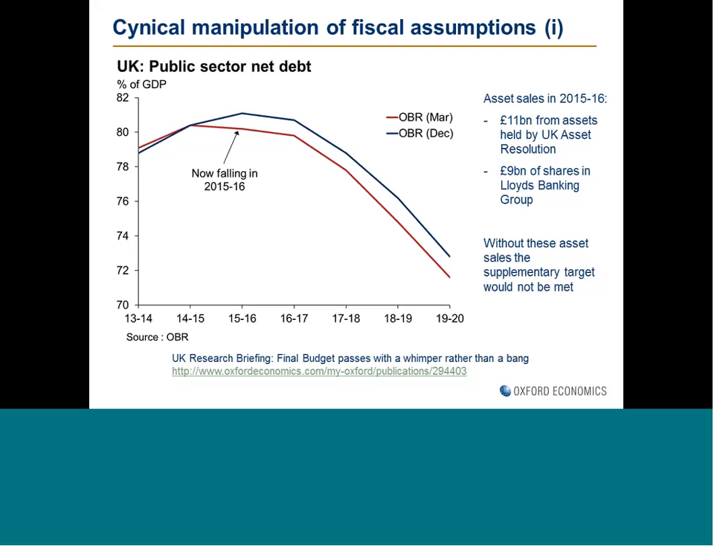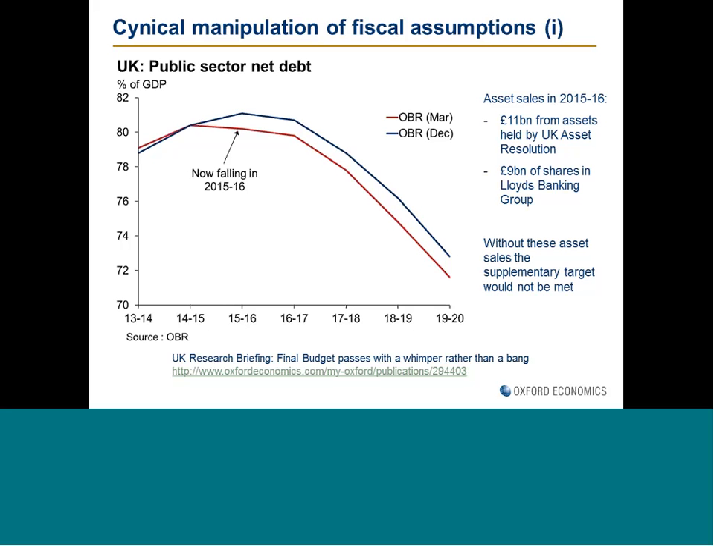Now, really in the nick of time, with some pretty handy timing, the government has decided to sell some of its very important assets over the course of the coming fiscal year, really to make sure it gets back on track. So it plans to sell £11 billion worth of assets that are held by UK Asset Resolution, effectively the state-owned parts of Northern Rock Asset Management and Bradford and Bingley, and also £9 billion of the shares it owns in Lloyds Banking Group. Now, those together are just about enough to get the debt to GDP ratio falling, but without that, certainly that supplementary target wouldn't be met.